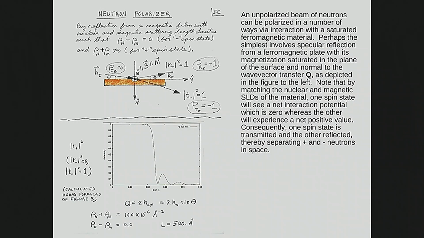So how do we do this polarization thing? Okay, remember that the nuclear and the magnetic scattering potentials are summed together.